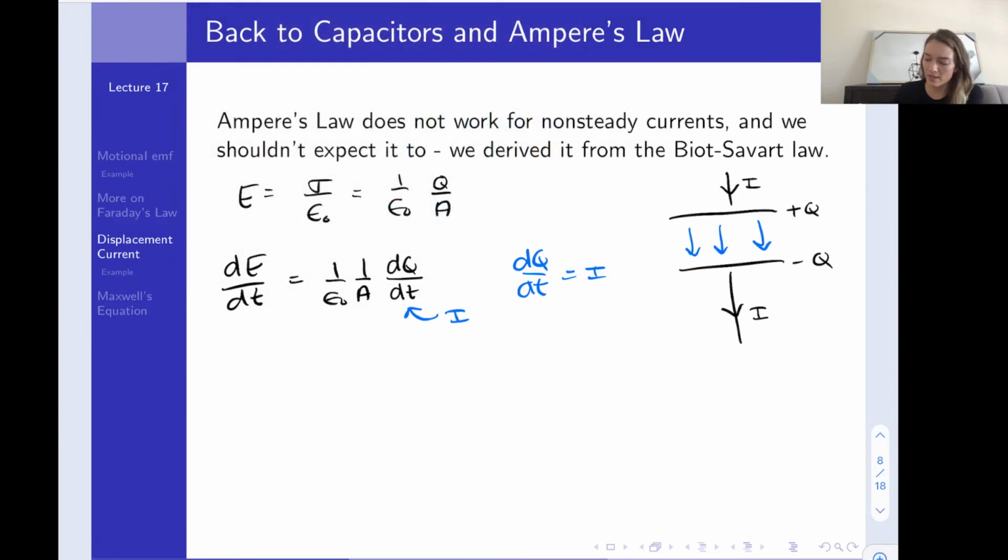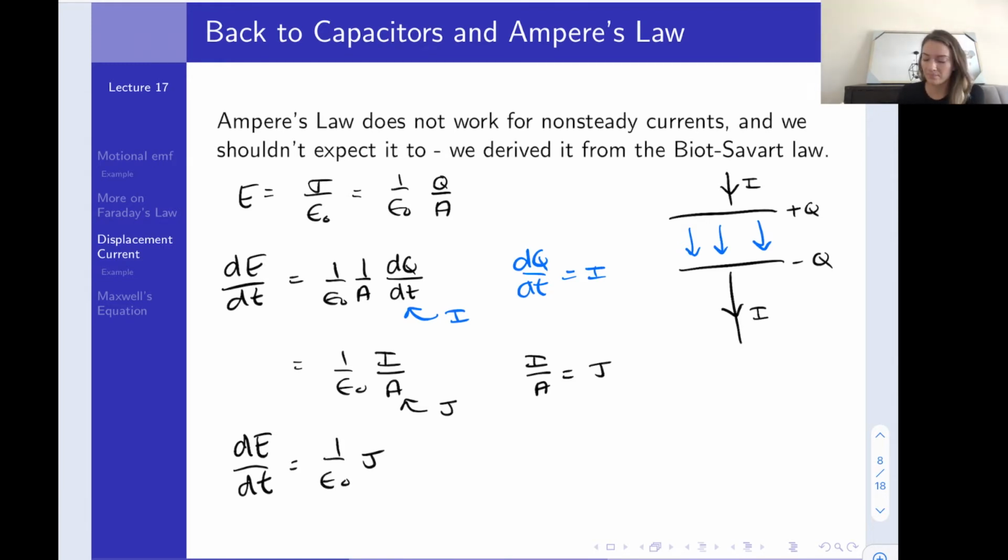So I can rewrite the change in the electric field now in terms of a current. And this sort of looks like a current density, right? So this looks like a current density because I over the area was equal to J. So now here I have something interesting. I have that a changing electric field looks like a current. And we know that a current will produce a magnetic field. So this is actually how a changing electric field can produce a magnetic field.